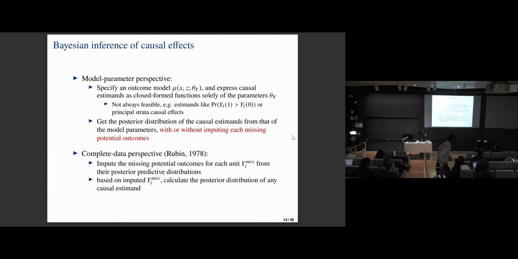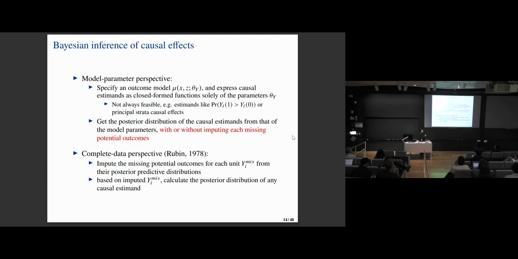That's called the model parameter perspective. I will talk about that more later. So this is all good, because this other approach is pretty cumbersome: you impute the missing potential outcomes. The downside of the parameter approach is that it's not always feasible.